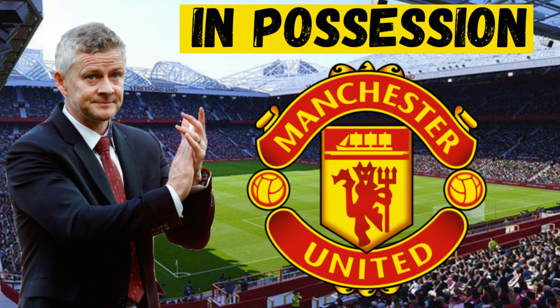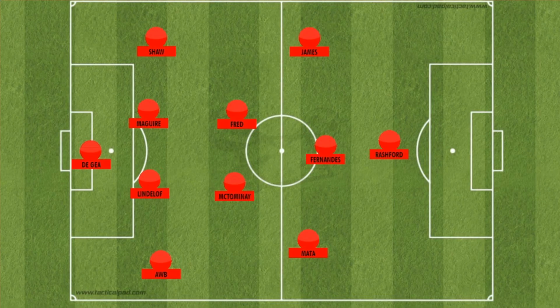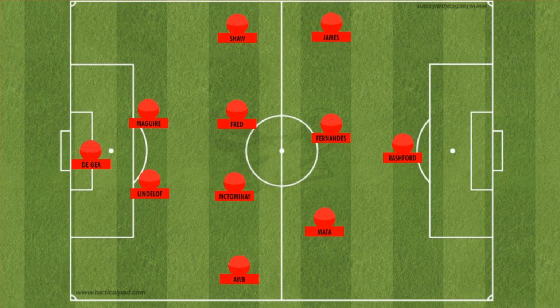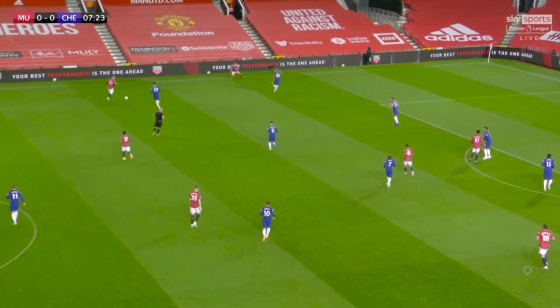In possession, United's 4-2-3-1 moved to a 2-4-3-1 shape as the fullbacks pushed forward, which allowed Mata to move infield and create a box shape alongside Fernandes and the United midfield double pivot. Whilst we also saw Daniel James as usual hold his width a lot more on the left side than Mata did on the right.